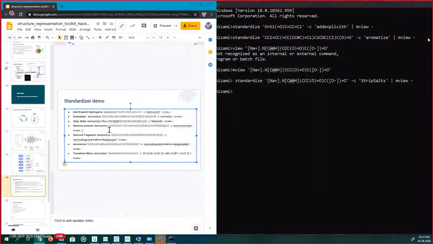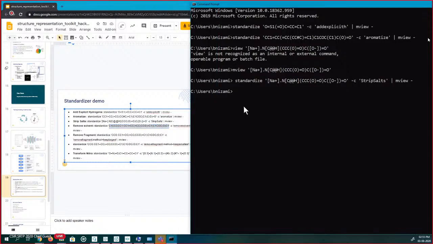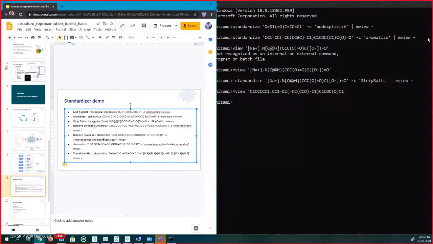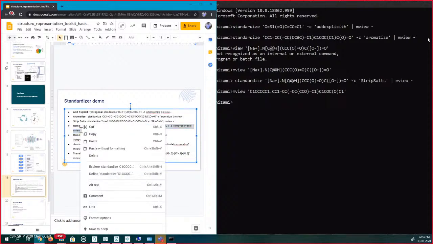Next, I would like to show how you can remove the solvent from the molecule. So again, let's first see the molecule. It will be much easier to do this in the GUI, which I'm going to show you again. Okay, so here is my input molecule using Marvin view. So you see this has a cyclohexane as a solvent. Probably it was stored like this during the experimental work, but you don't want to use this solvent in your workflow. So what you can do is use this command to remove them from your input molecule.